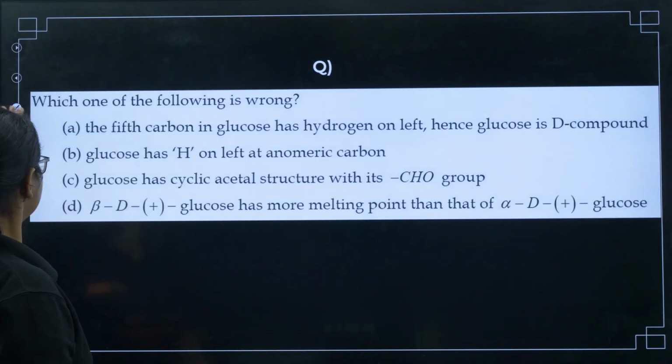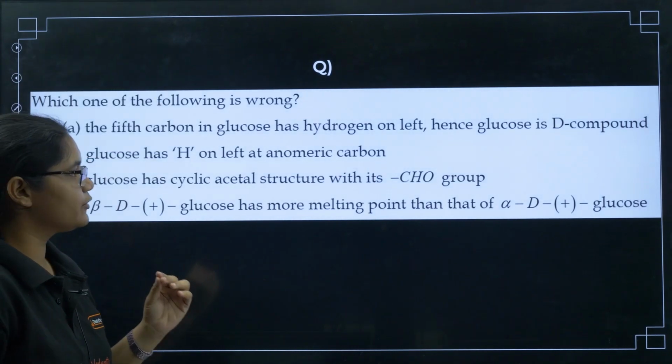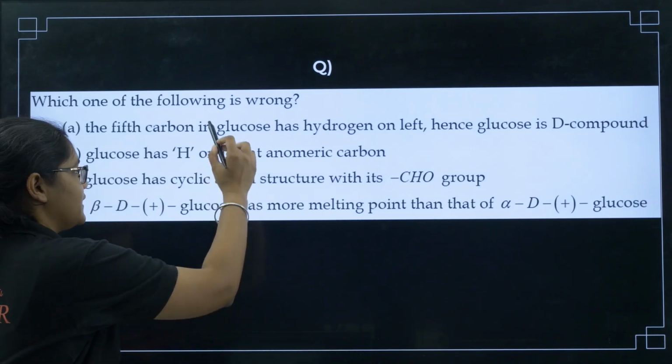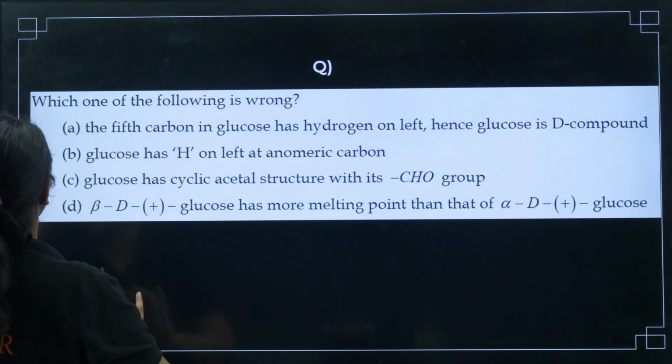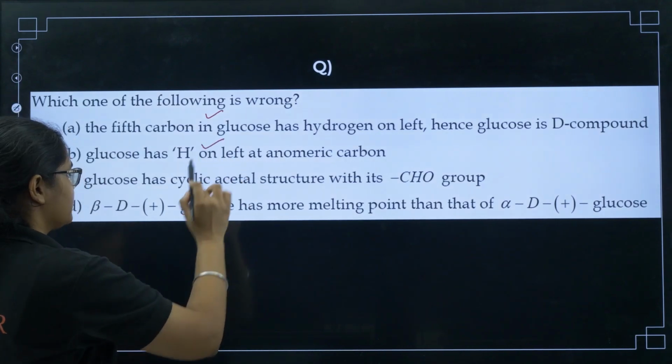Okay, let us see the next question here. The fifth carbon in the glucose has hydrogen on the left, hence glucose is D compound. Yes, that is correct. Oh, just a minute. This is a correct statement. Anomeric carbon has H on the left, that is also correct.